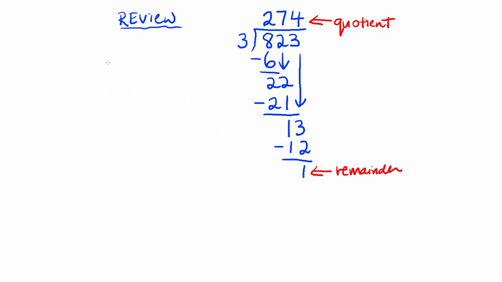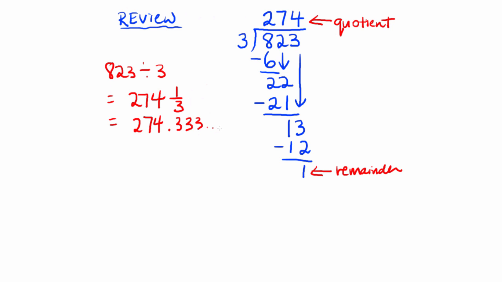So when we divide 823 by 3, the answer is the quotient, 274, with the remainder over the divisor, or 1/3. If we were to enter this into a calculator, we would get 274 with a repeating decimal.